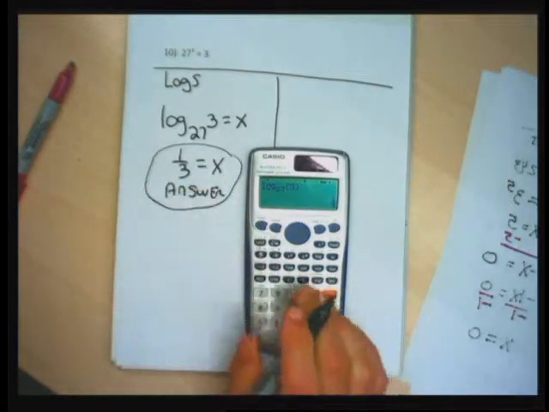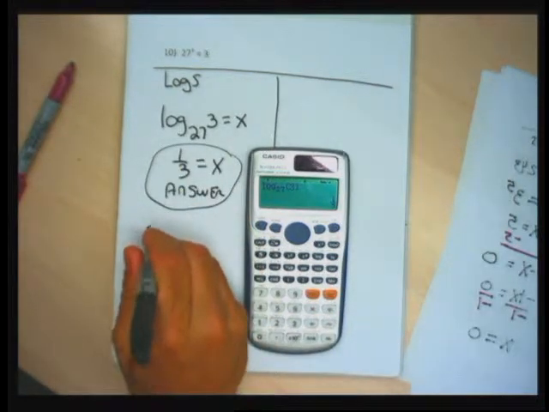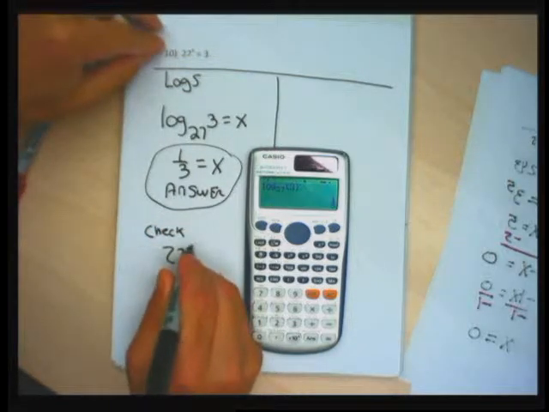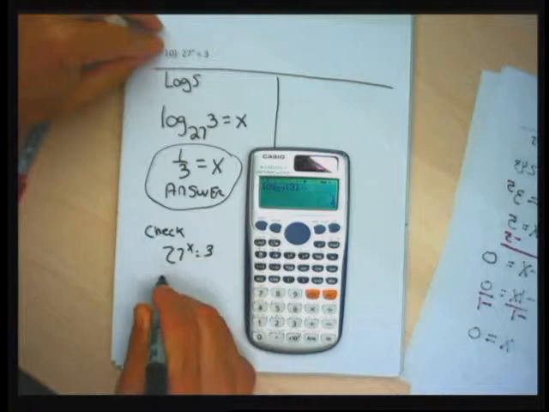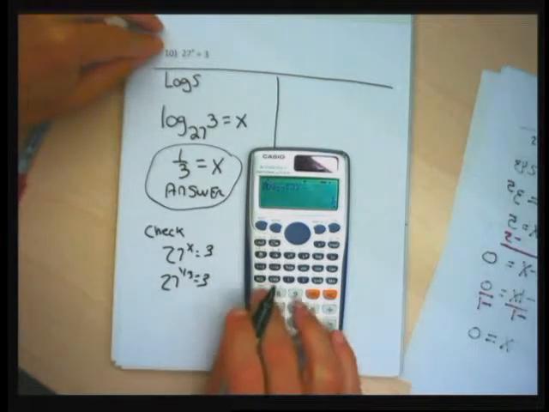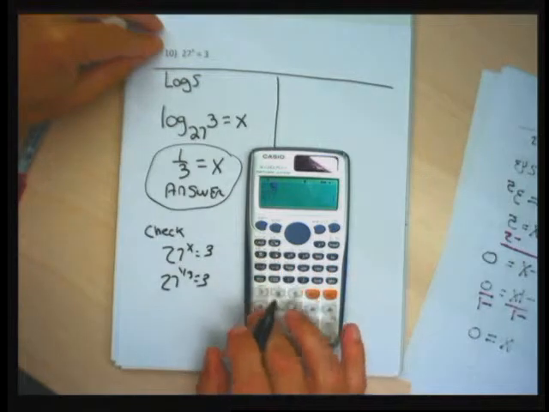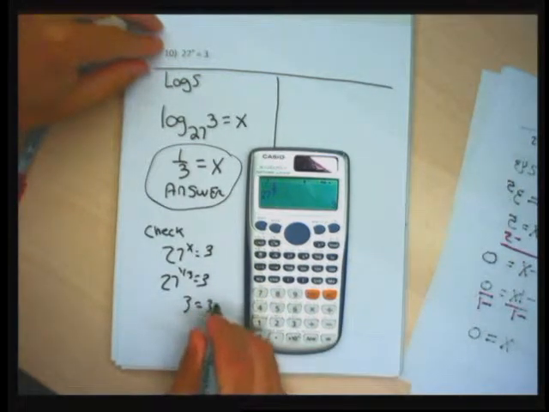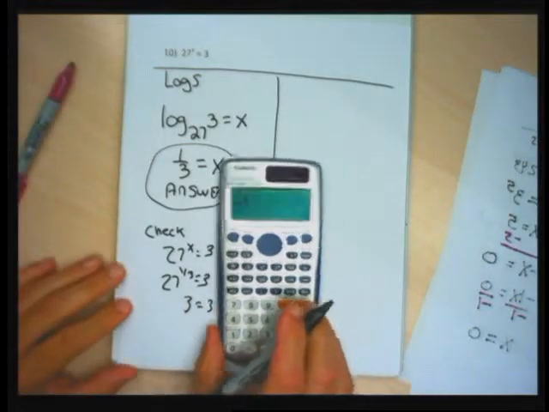I'm going to go ahead and check. So for the checking, I should go to the original problem, 27 to the x equal to 3, and change the x to 1/3. So 27 up arrow fraction 1/3. And I get 3 equal to 3. So I've checked, I know my answer is right.